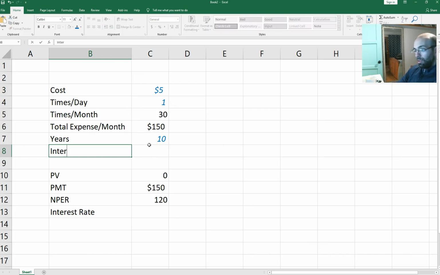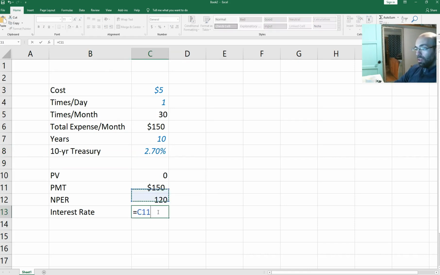So the annual interest rate, or let's look at the 10-year treasury. Okie dokie. So we're going to divide that by 12 because we are doing this on a monthly basis, and we'll make that a percentage.